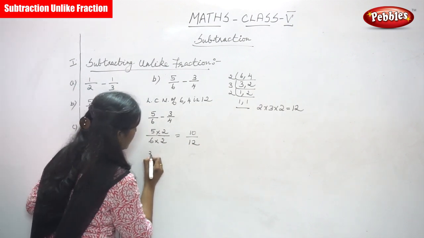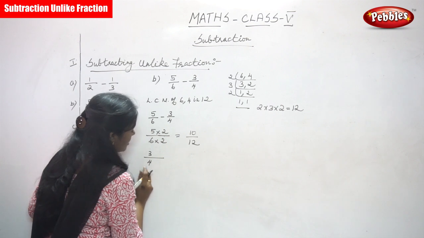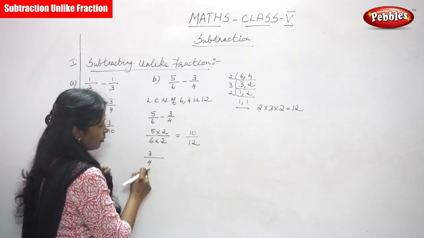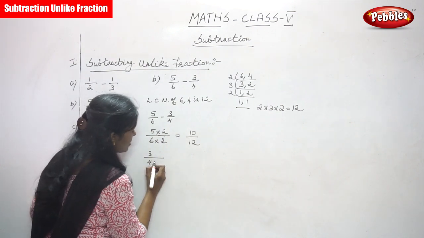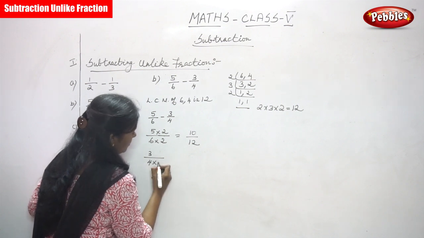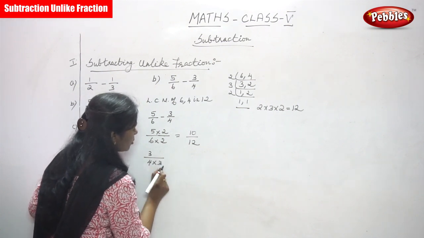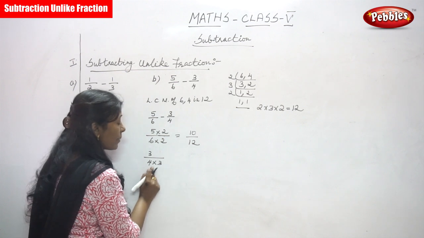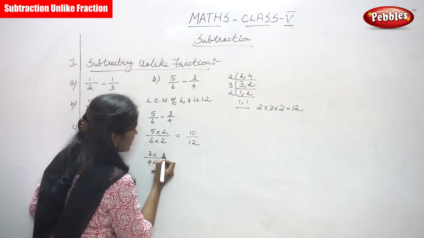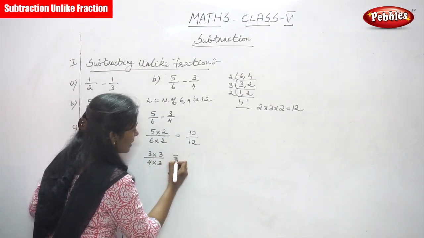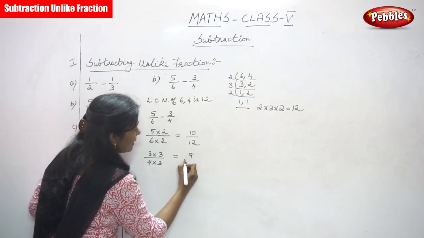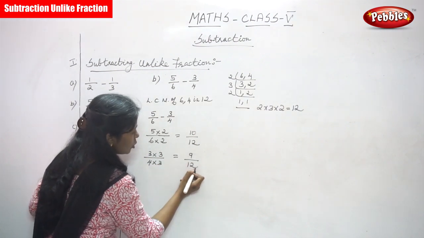Next is 3 by 4. So I have to make this what? 4 becomes what? It becomes 12. So 4 into 3, I have to multiply the denominator by 3. So if the denominator is multiplied by 3, the numerator is also multiplied by 3. So 3 into 3 is 9, divided by 4 into 3, you get 12.